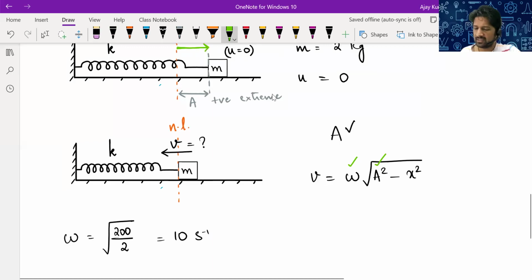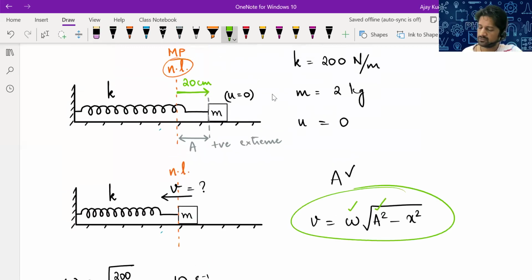Next thing you need to know is X. In the equation, V is omega root A square minus X square. X stands for displacement from mean position. Now, where do you want to know the speed of the block? When it is at mean position. So in this case, X becomes 0.